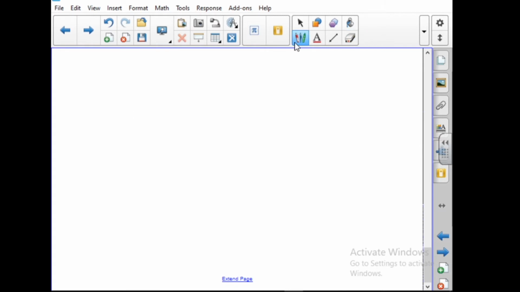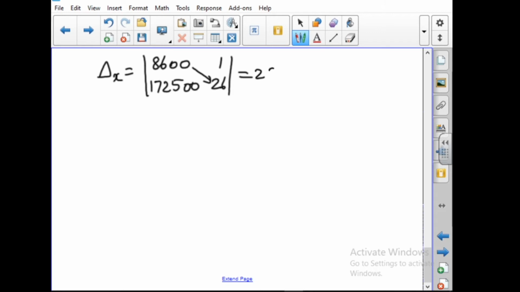Let us find delta x. Delta x is equal to the determinant 8600, 1, 1,72,500, 26. You can use the calculator and multiply this. When you multiply 8,600 by 26, you will get 2,23,600 minus 1,72,500. So your answer will be 51,100.